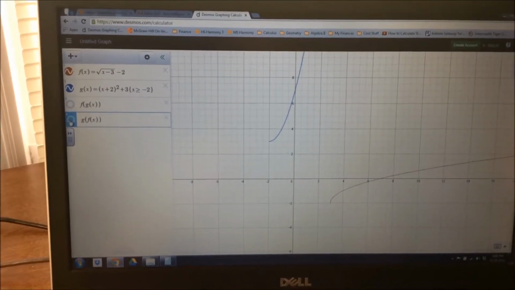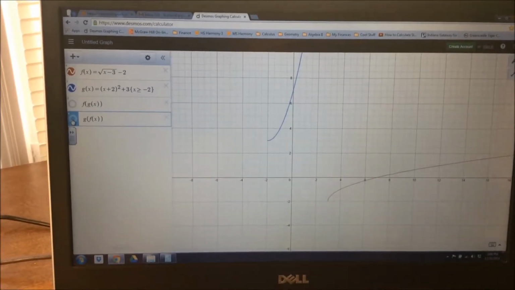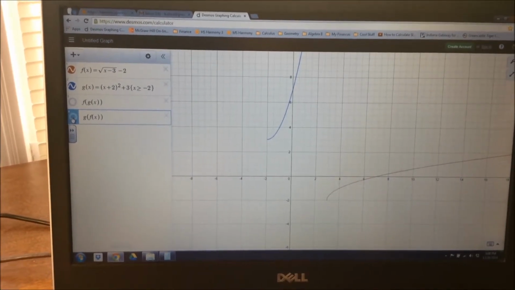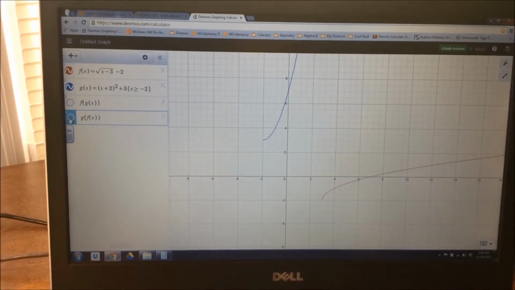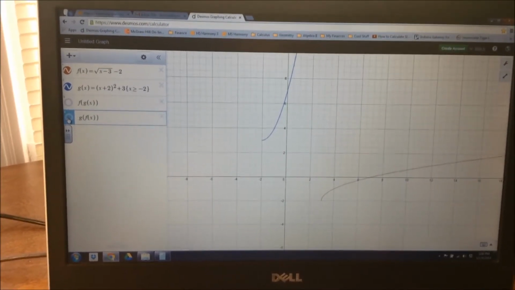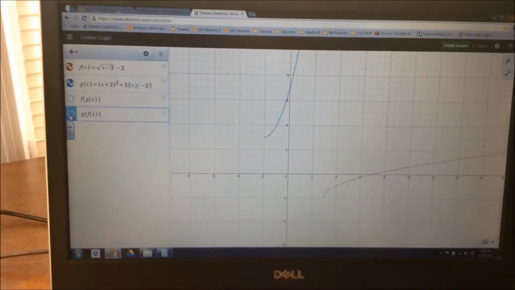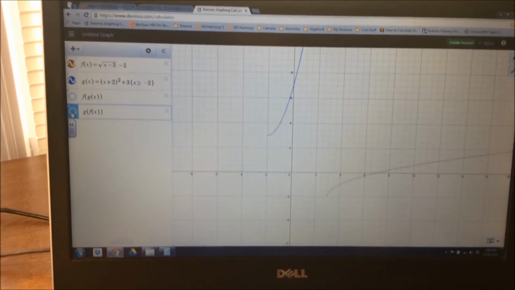All right. So I did this on Desmos. I graphed both of these. And you'll notice that they have the same shape. Only there's a big difference between them. They're reflected. And what are they reflected over? Well, they happen to be reflected over the line y is equal to x.